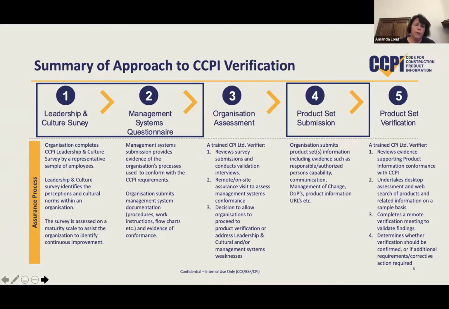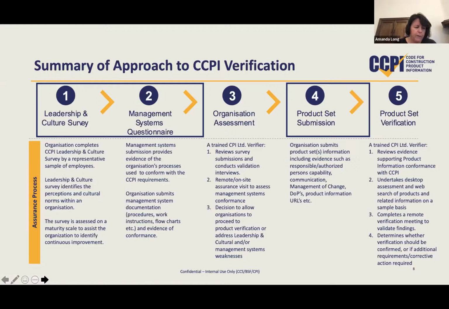That piece of work goes hand in hand with the leadership and culture survey. The leadership and culture survey gets validated by structured interviews with a CCPI verifier who will look across the survey and the responses in an organization, look for outliers, anomalies, concerns, and seek to interview to test them. The management systems are then verified using an evidence-based approach with some validation structured interviews where we see issues.